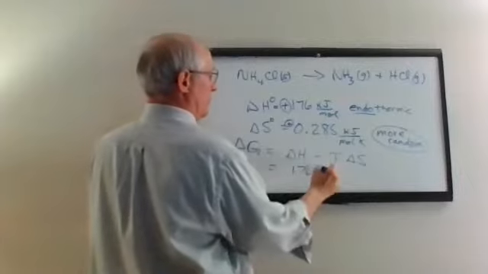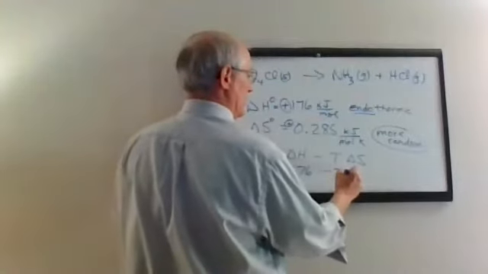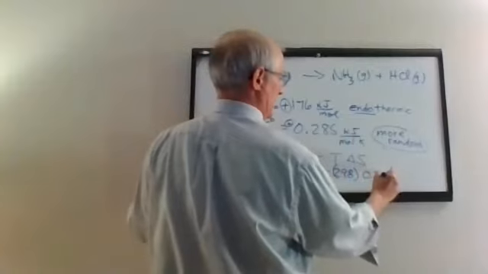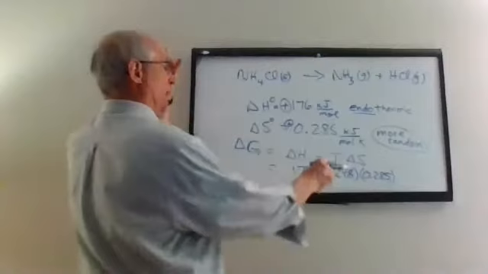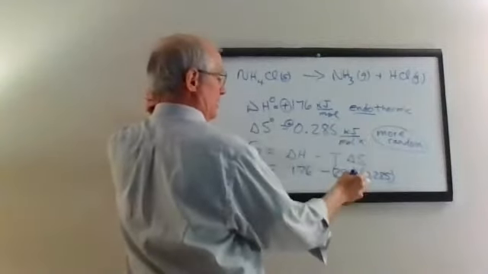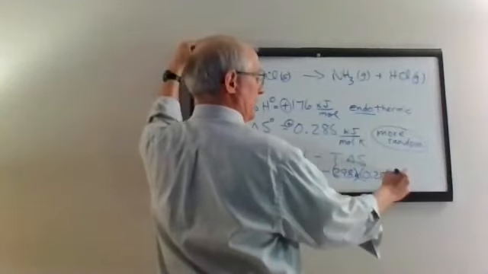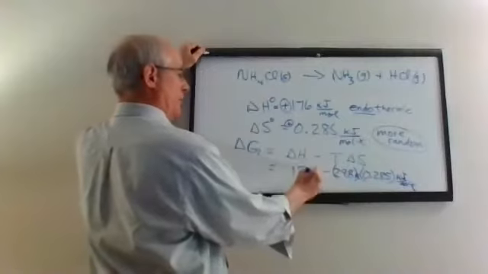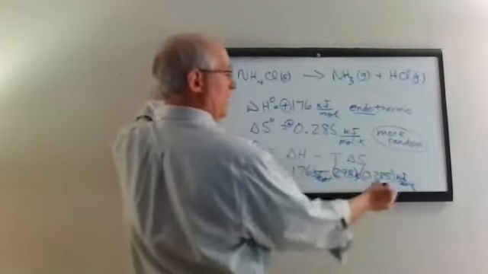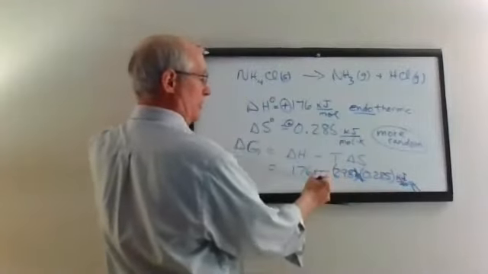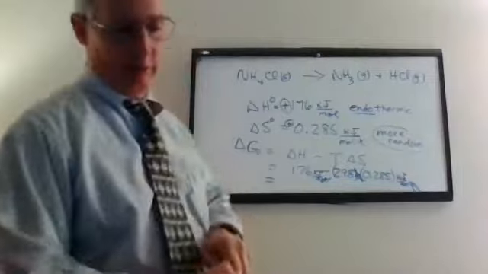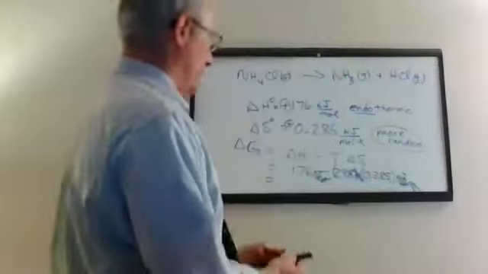176 minus, the temperature was 298.15, let's just call it 298, times delta S, which is 0.285, and that's positive. And when we multiply temperature, I'll go ahead and do it, kilojoules per mole Kelvin. And then this one is kilojoules per mole. And Kelvin and Kelvin cancel, kilojoules per mole minus kilojoules per mole. Very nice. And that's what delta G is. Well, let's see if that second term is big enough to overcome 176.